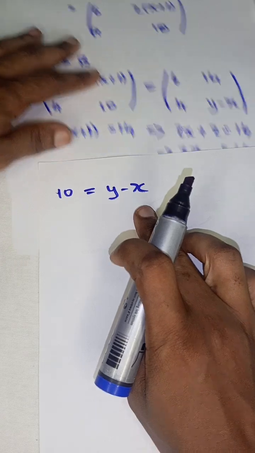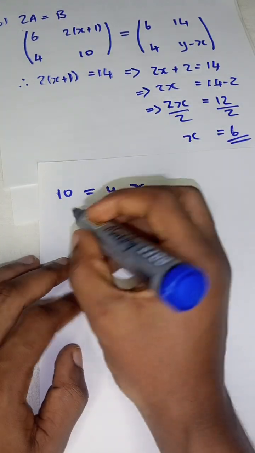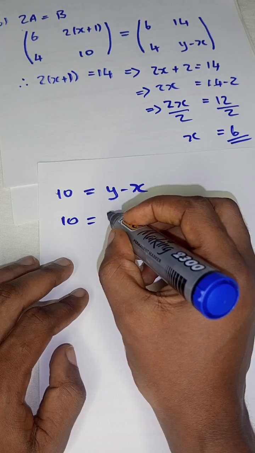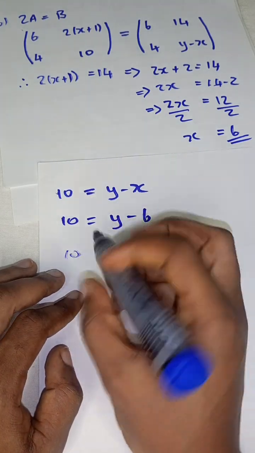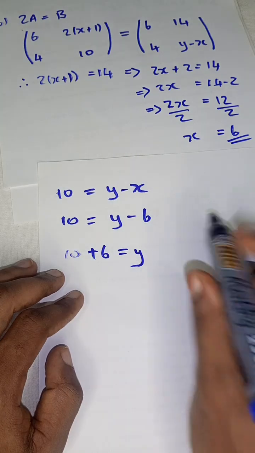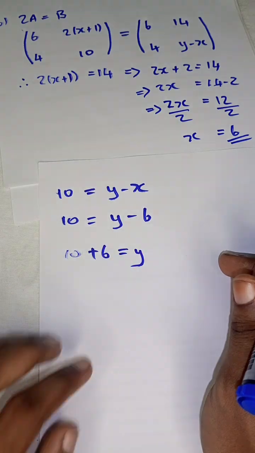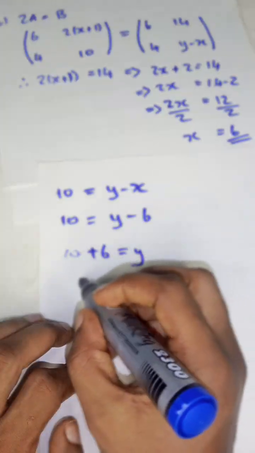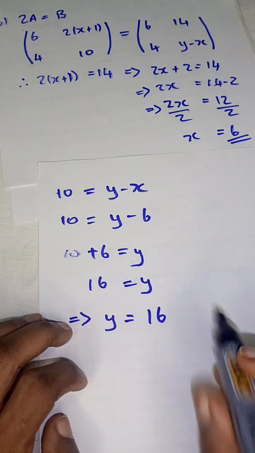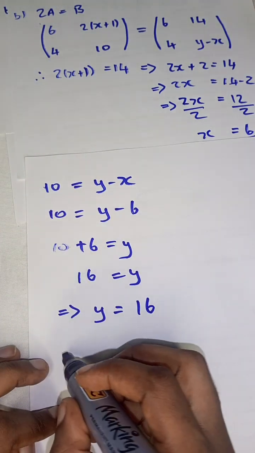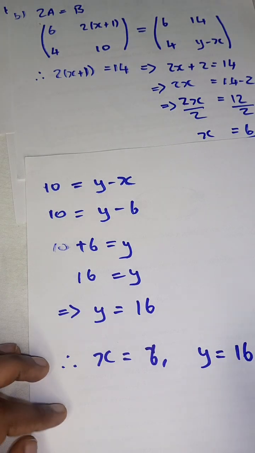Now we already obtained x. We got the value of x, so we simply substitute it here and then we get y. So 10 is equal to y minus x, and x is 6. So 10 plus 6 is equal to y. In this case, the negative 6 crosses to the left hand side and becomes a positive 6 because we want to isolate y, and therefore 16 is equal to y, the same as writing that y is equal to 16. So that is it. We've obtained our values for x and y. X is equal to 6 and y is equal to 16.